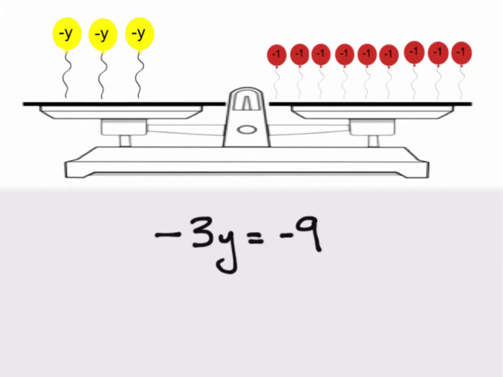Now here's my claim. If 3y kilograms pulling up is the same as 9 kilograms pulling up, then it must be that 3y kilograms pushing down is the same as 9 kilograms pushing down.